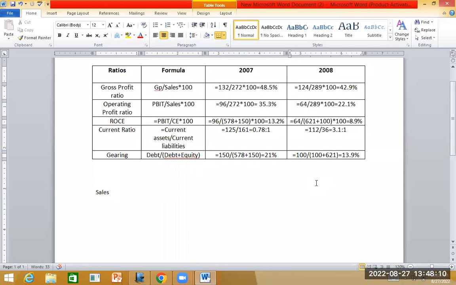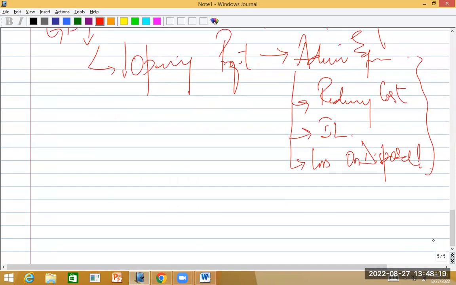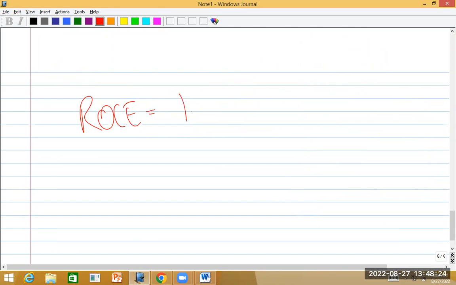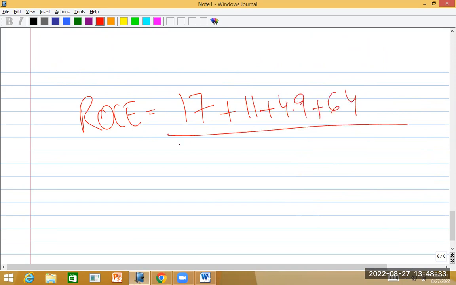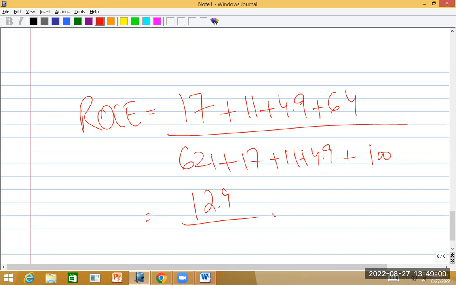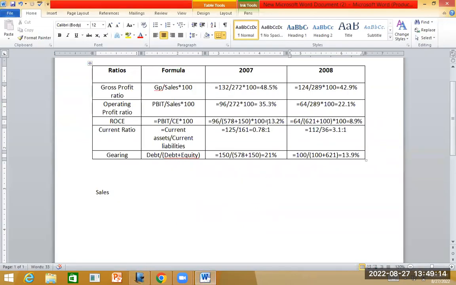So what's the revised ROC? The revised ROC will be calculated as 17 plus 11 plus 4.9 plus 64, divided by 621 plus 17 plus 11 plus 4.9 plus 100. The answer should be 12.9%, which is now more in line, 13.2 to 12.9.